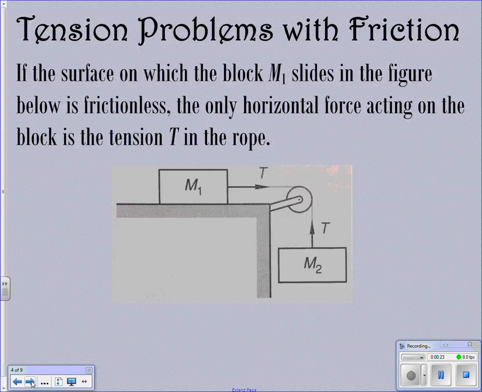Do you remember doing this type of problem before, where we had a frictionless surface and we just had to set up our equations and then solve for our T, our tension, and our A, our acceleration? On our block M sub 1, it is sliding, and we had frictionless surfaces, and so the only horizontal force acting on it was the tension in the rope. And that's what we looked at before.